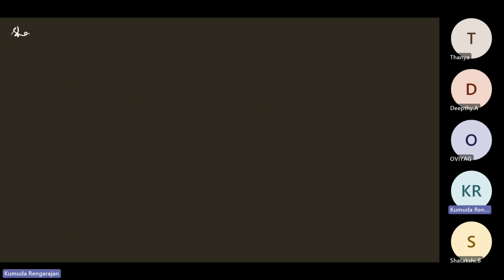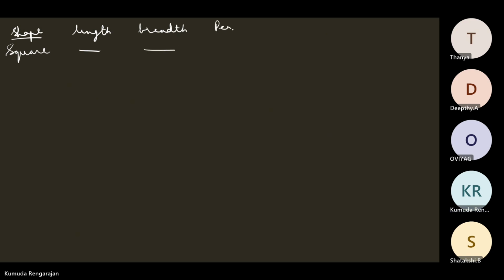Now, again, in the third one, the shape is a square. Length is not given. Breadth is not given. Perimeter of the square is 84 meters. And the area is also not given. Have you completed this, Tanya? Can you read out your answer, Tanya?